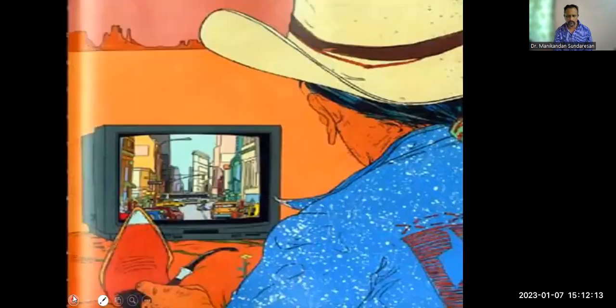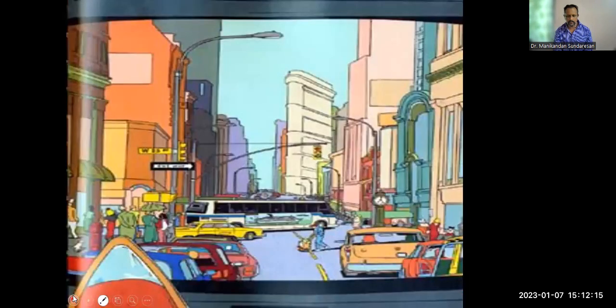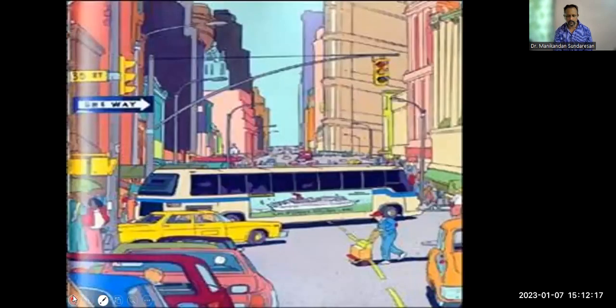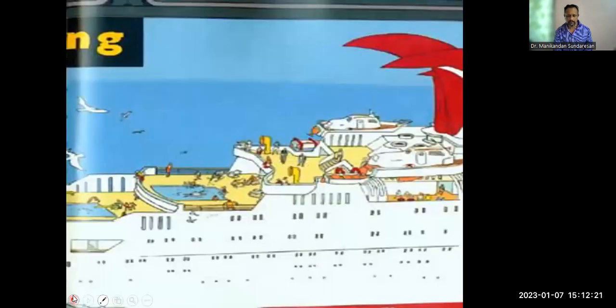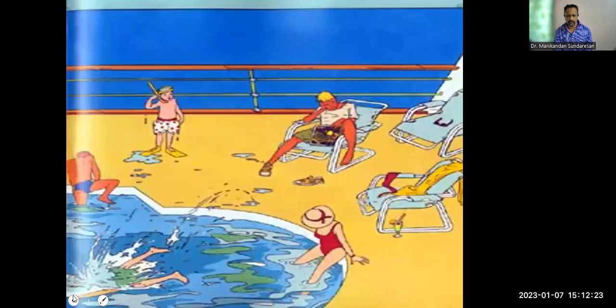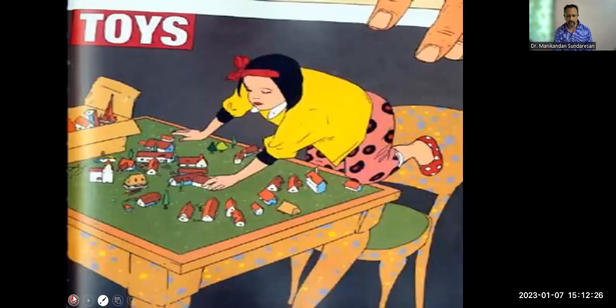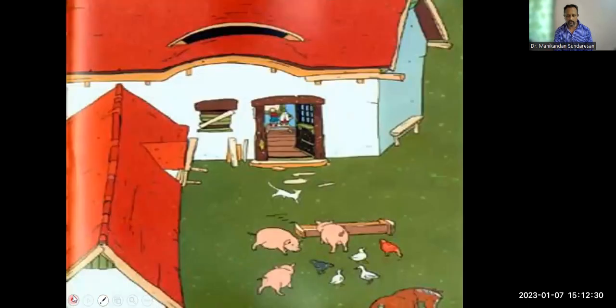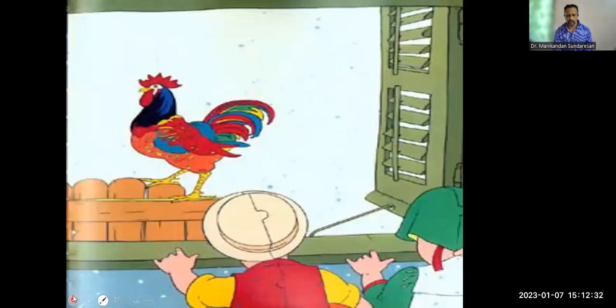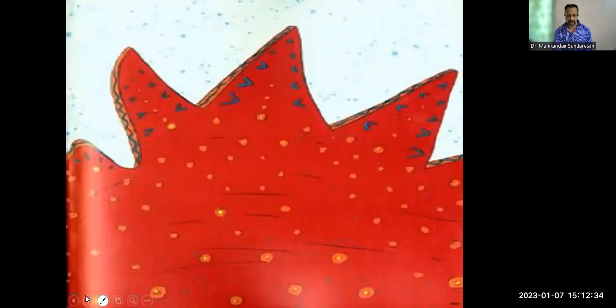Stamp, Arizona, person watching TV, bus, bus again, the drape on the bus, ship, the ship had a boy, the boy had a book, the book had a girl, the girl was playing, and the board had a house, and the house had two kids, and the two kids were watching the rooster.